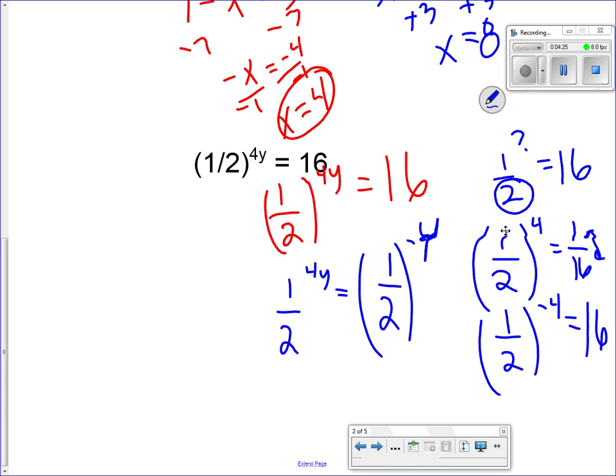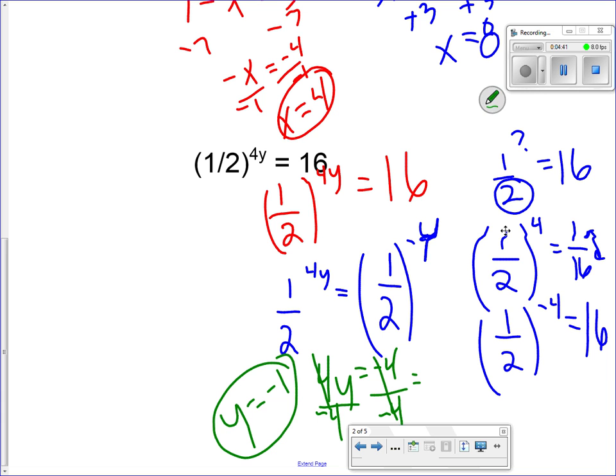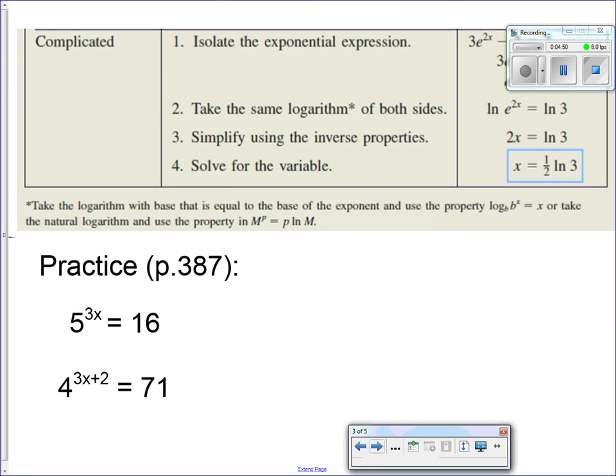Now that the bases are the same, I can use that one-to-one property to equate the exponents. And now I just have to solve for the variable. So I see that y equals negative 1. So those are the simple equations. The simple equations are when you can make 2 sides have the same base. Now we're going to look at the complicated equations.